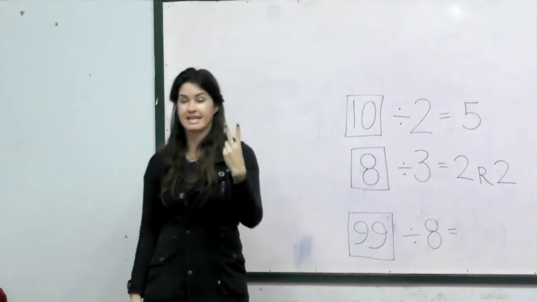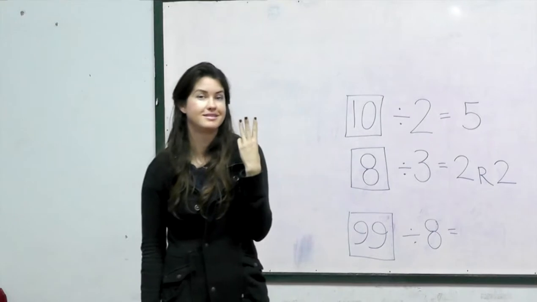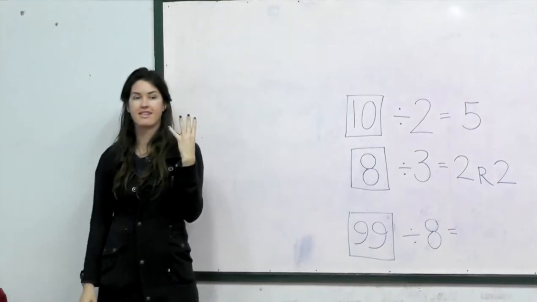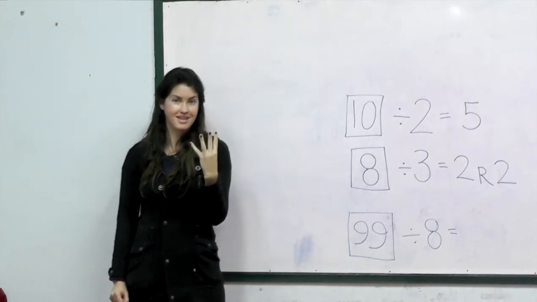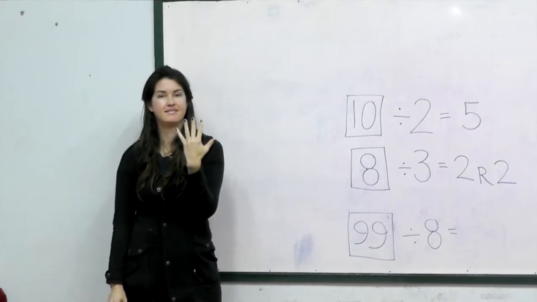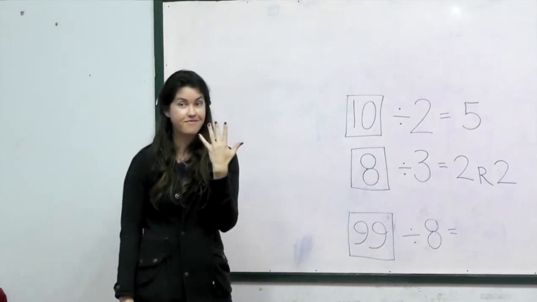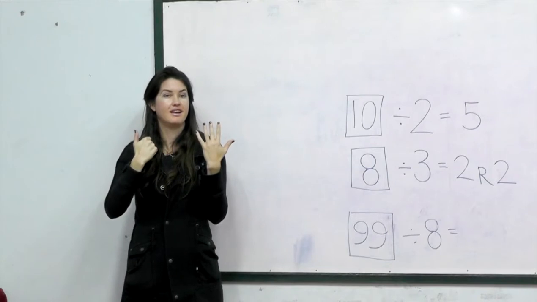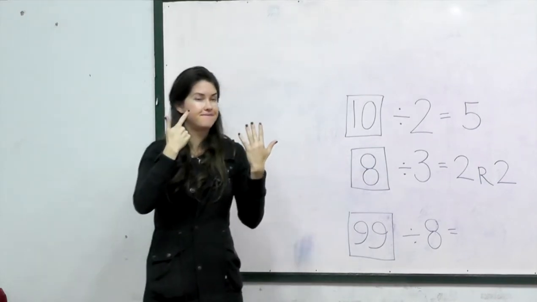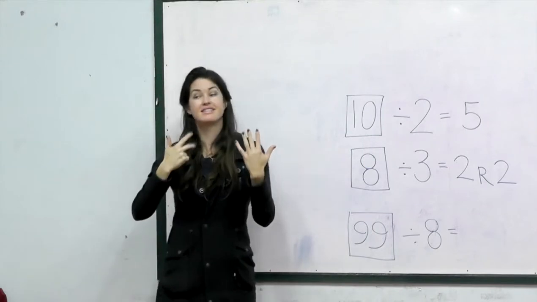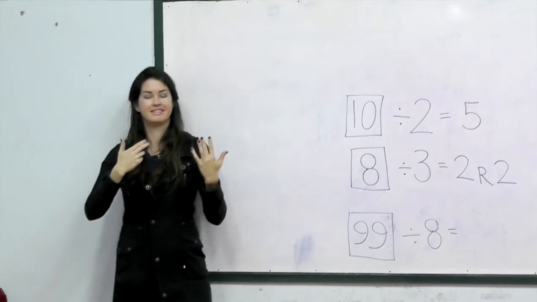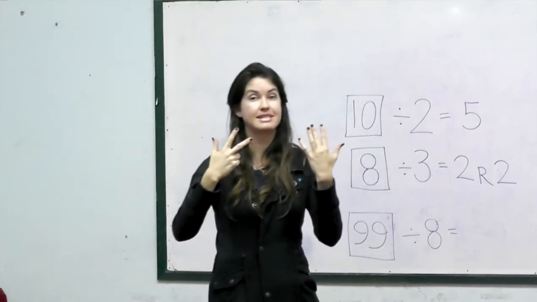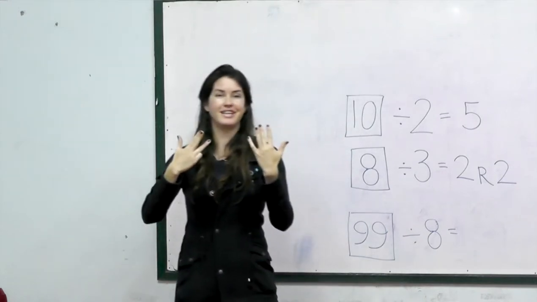8, 16, 24, 32, 40, good. 48, 56, 64. What's 8 times 9? 72. Very good.